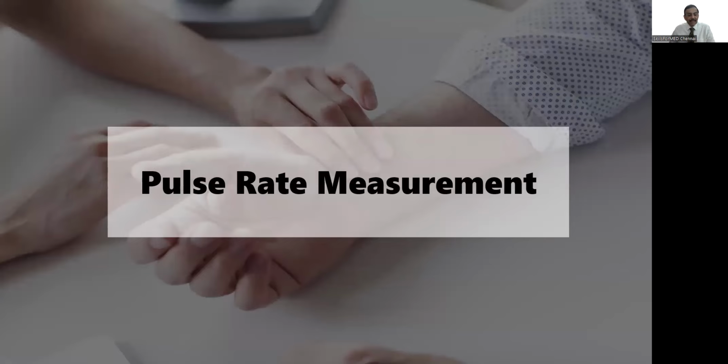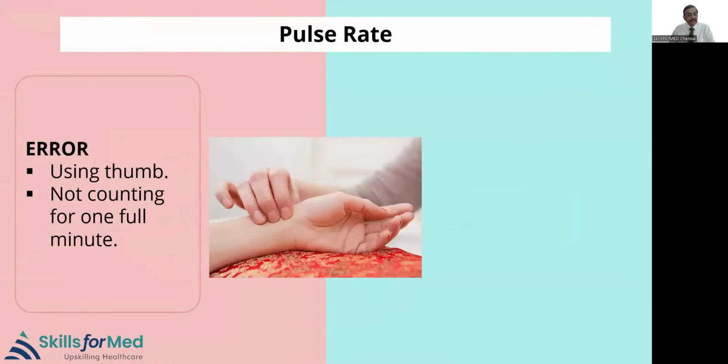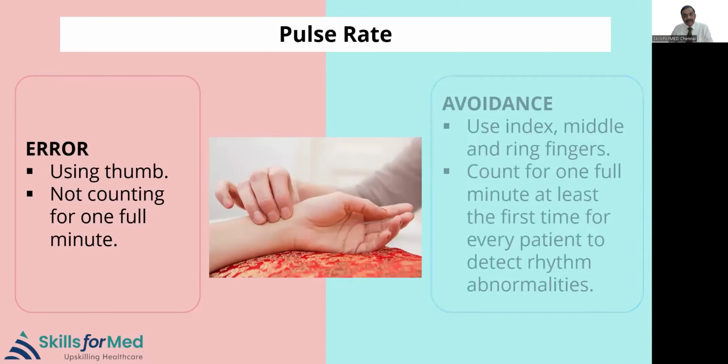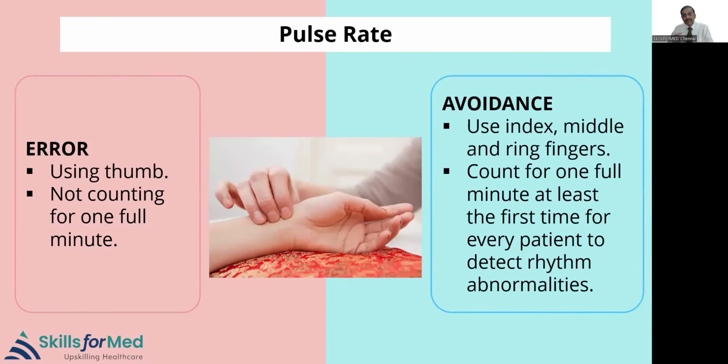So the first is the pulse rate measurement or heart rate measurement. What are the errors which can happen? You could measure the pulse by using the thumb of your finger and not counting it for 1 full minute. What is the problem in measuring it with the thumb? Because the thumb itself has got a very prominent pulse, and you may actually be feeling your own pulse when you feel with one finger. So that is the reason we ask to measure with 3 fingers, so that it is spread over the 3 fingers, and this confusion of feeling your own pulse will not take place. So use 3 fingers and count for 1 full minute.